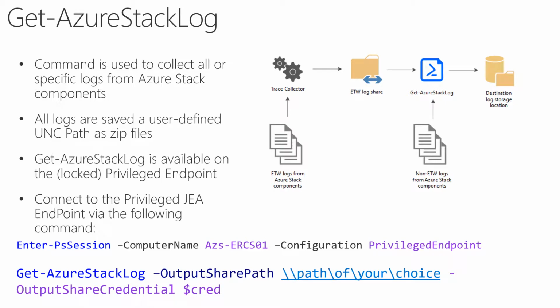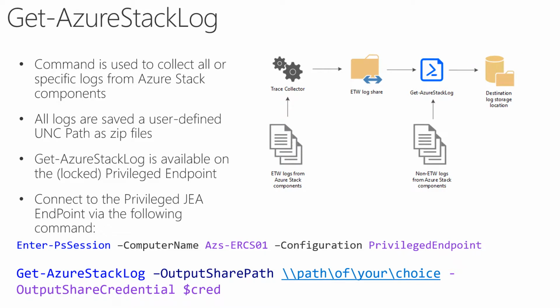Get-AzureStackLog is another command we already mentioned. Get-AzureStackLog, you can see it here, is used to gather the log information from our trace collector. The trace collector is continuously gathering logs and events from all the components within Azure Stack, and Get-AzureStackLog allows us to write these logs into a specific location we can specify as a parameter. You can see an example at the bottom.